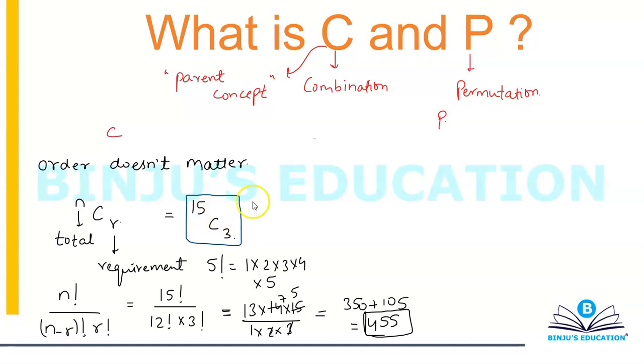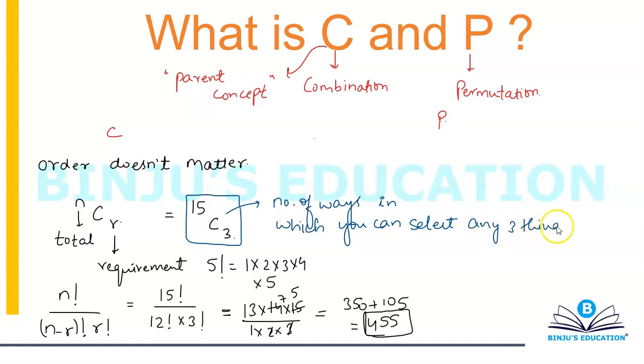When you write 15C3, that basically gives you the number of ways in which you can select any 3 things out of 15 different things. 15C3 basically tells you the number of ways in which you can select any 3 things out of 15 different things. So what is 455 here?